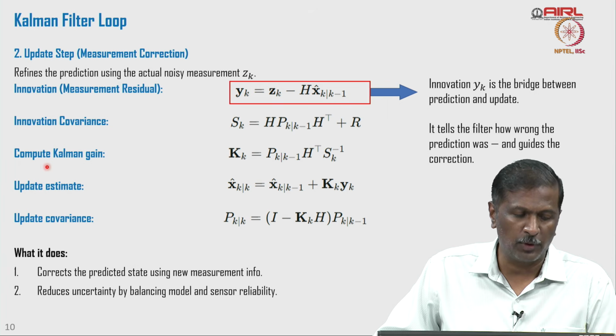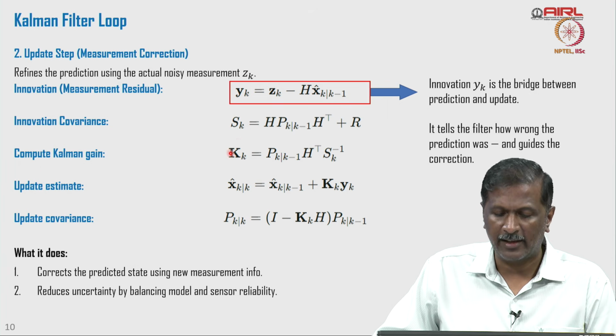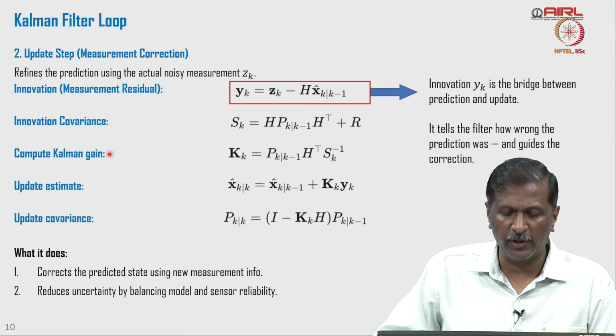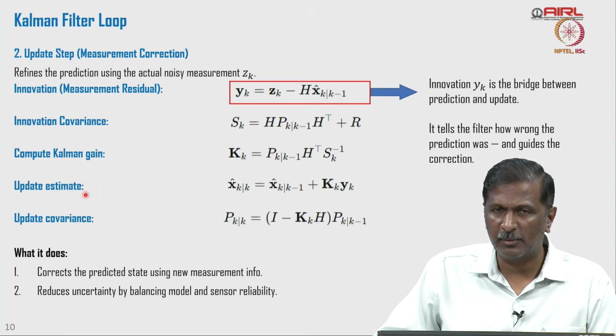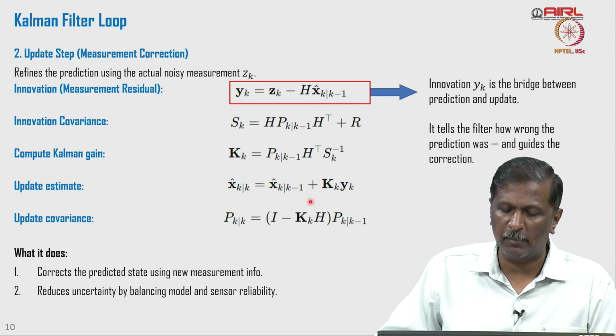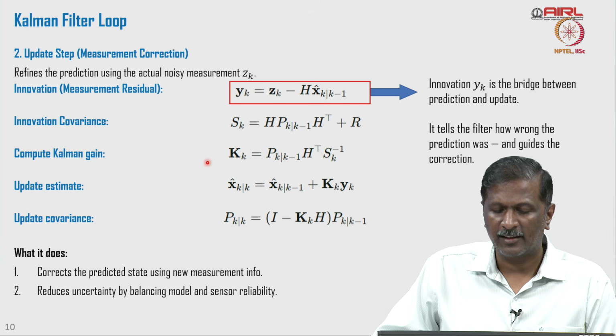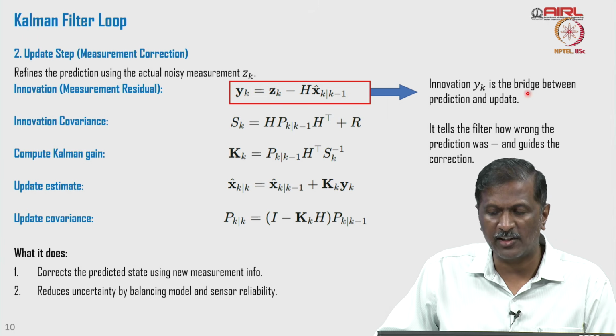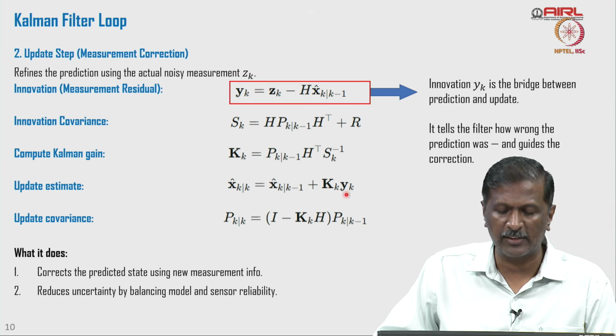And we need to compute the Kalman gain, K, the Kalman gain at time step k. It depends on P k given k minus 1 H transpose S k inverse. Upon computing the gain, we update the state estimate x k given k, which is x k given k minus 1 plus Kalman gain at k times Yk. Yk is the innovation which is bridging the gap. I use that information to update my state.